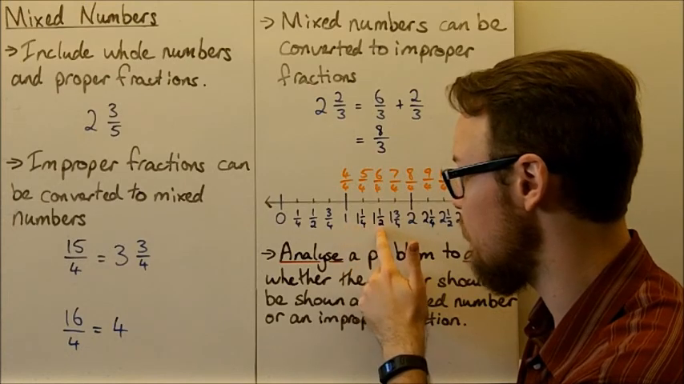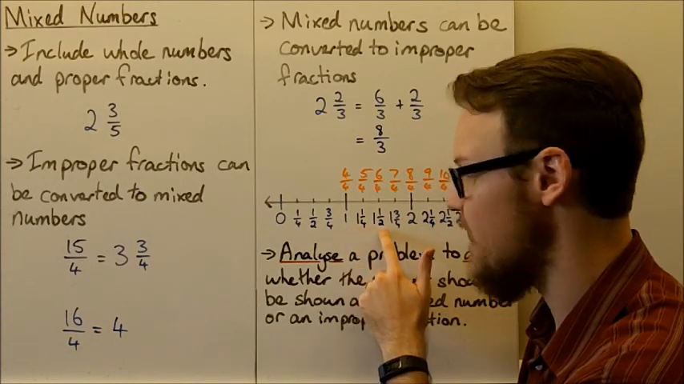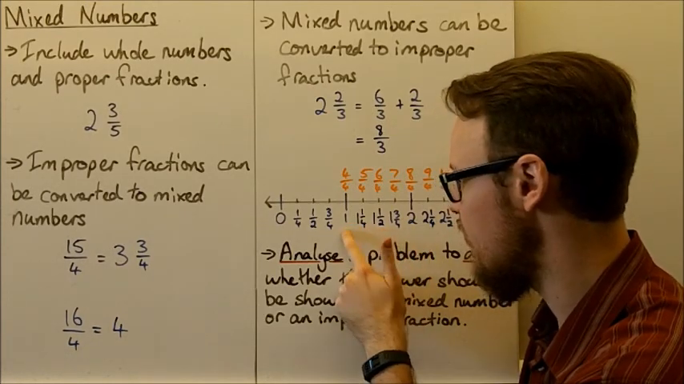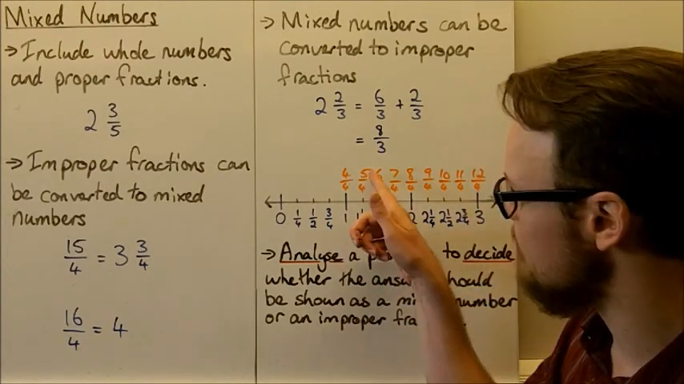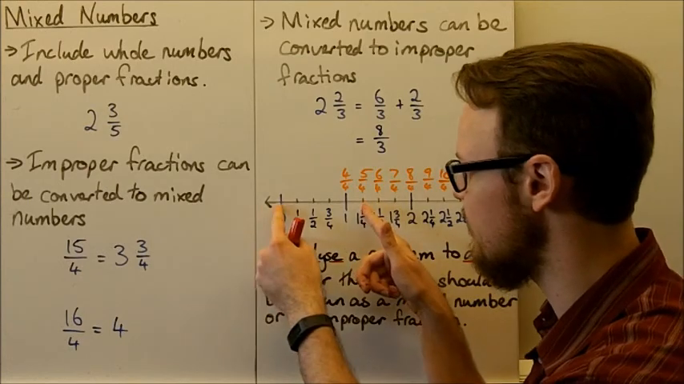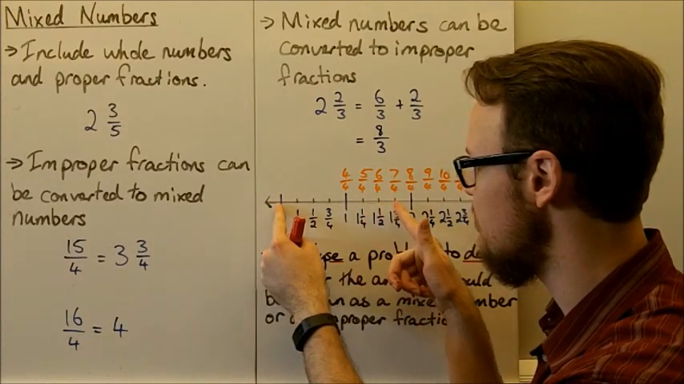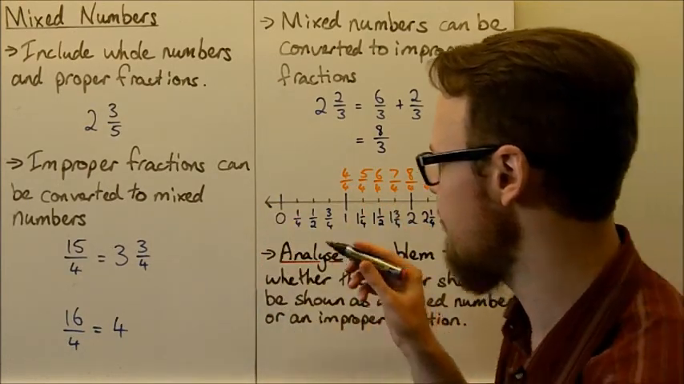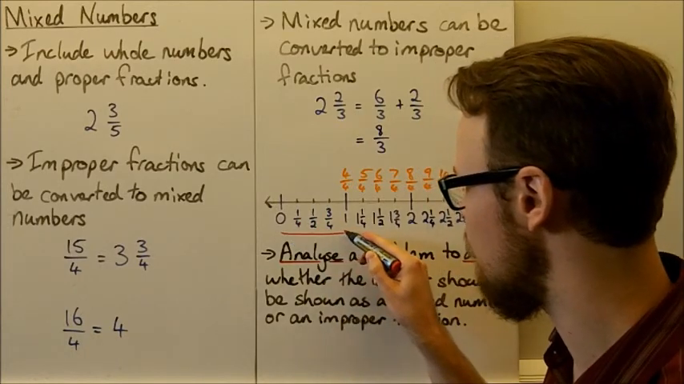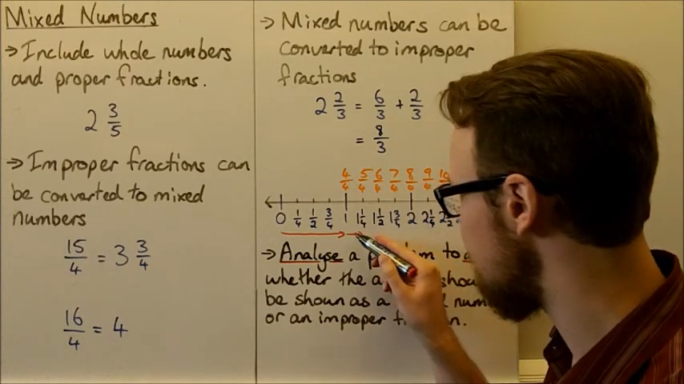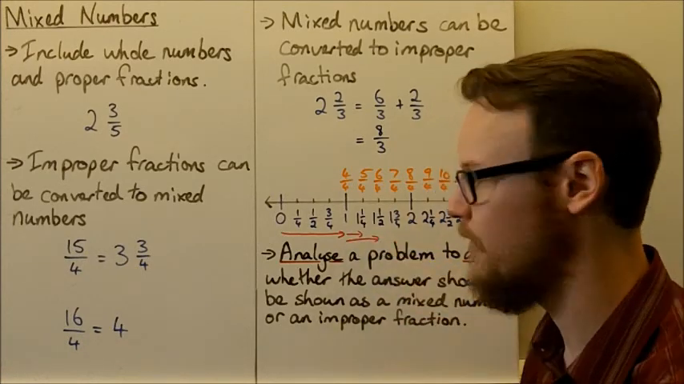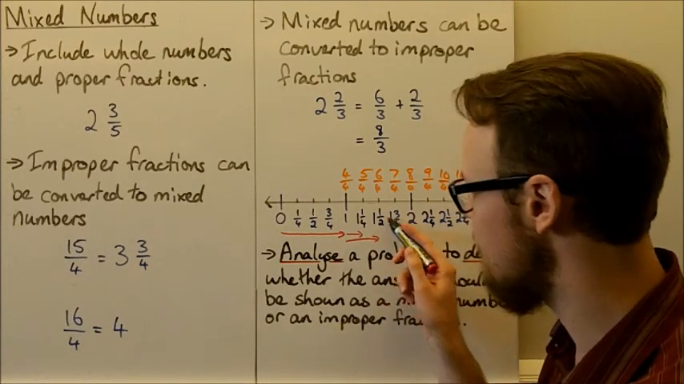Now for the next one, we've got 1 plus a half. We've got 1 1/2 here, and then 1 3/4. And it's the same as saying I've got 5 quarters from here to here, 6 quarters, 7 quarters. So all the way from here, I've got 1, and then I've got 1 1/4. And then I've got 1 1/2 to get to here. So they're the mixed numbers.